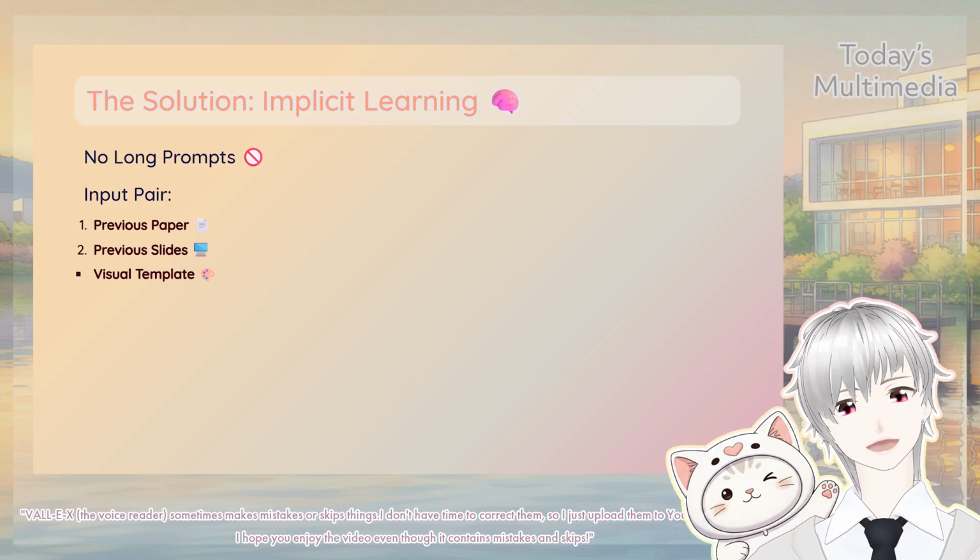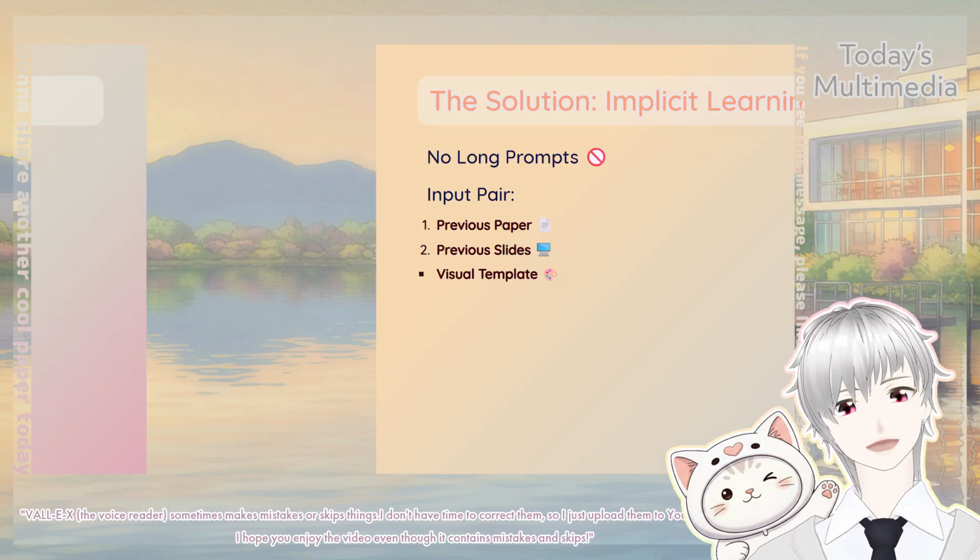Instead of writing a huge, long prompt telling the AI exactly what to do, you just give it examples. That is right. You give it a pair of files. One paper you wrote before, and the slides you made for that paper. The AI looks at that and goes, I see. This is your vibe. It learns your style implicitly. And then you also give it a visual template, like your school or company PowerPoint theme.